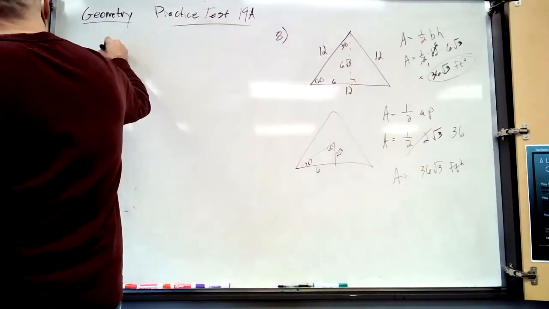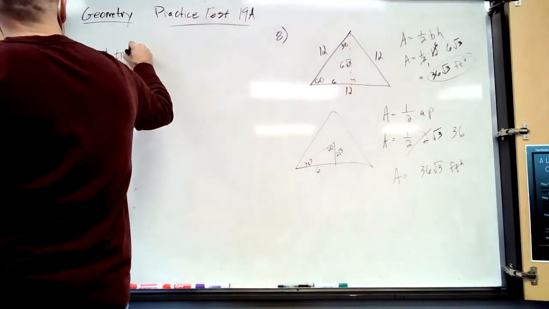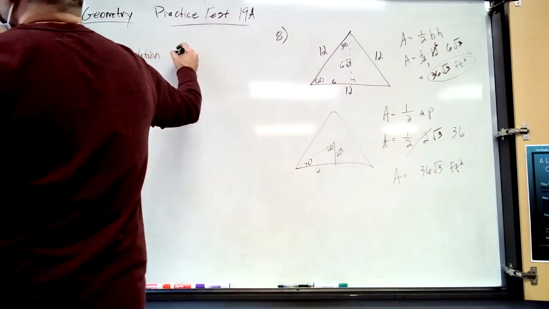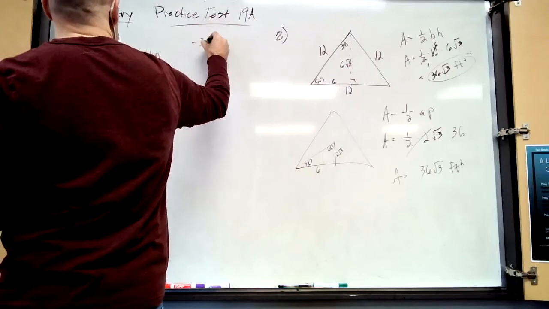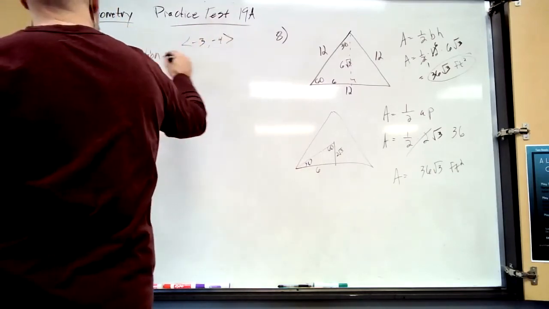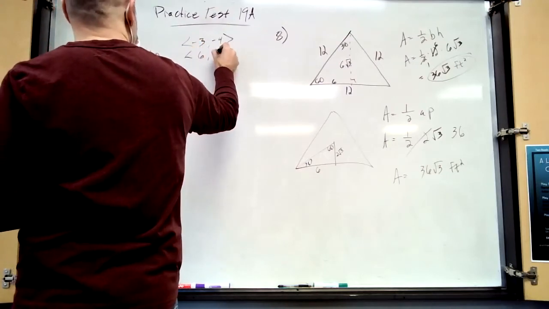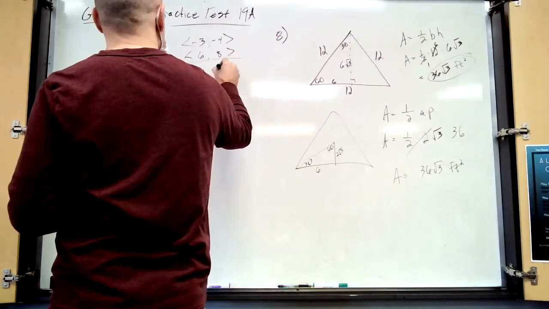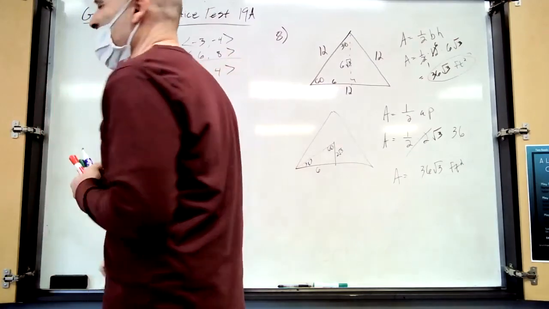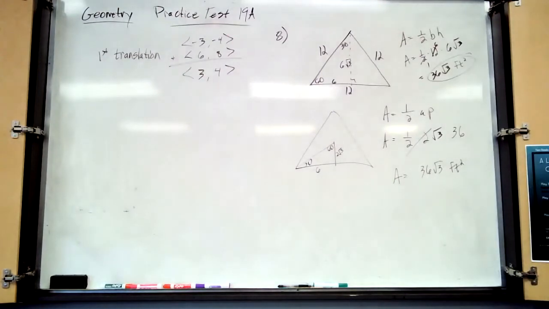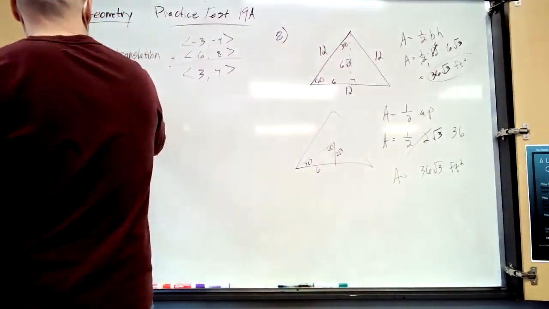Okay, first translation is going to be the original horse, which is -3, -4, added to that first vector, which is 6, 8. And you get 3, 4. So that's where you end up after the first translation. All you do is add the vectors. Add the x's and add the y's. Okay?